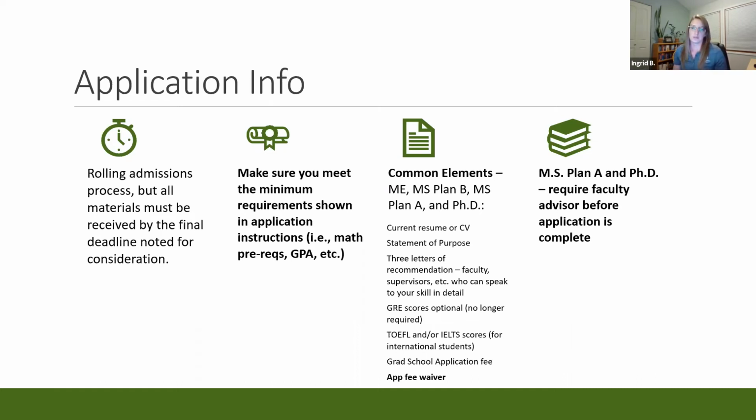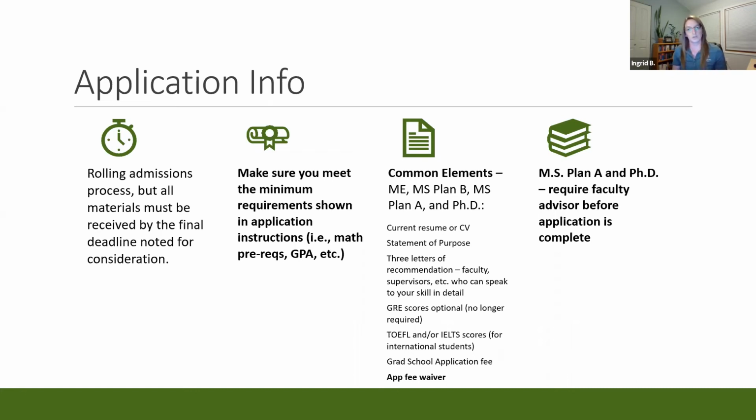We also require a statement of purpose, and this is 2 pages for you to tell us anything and everything that you would like to about why you're excited about the systems engineering program, why you're excited about CSU, how you think we can help you with your professional goals. Any of these things you can cover in the statement of purpose.